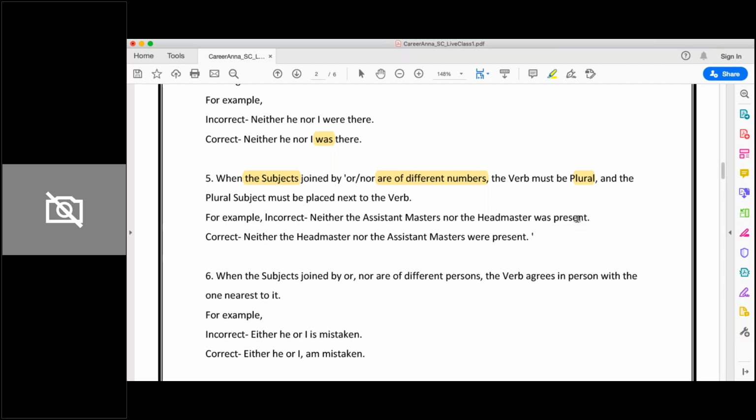Perfect. So we understood now that when I have subjects of different numbers, my verb would be plural, if my subjects of different numbers are connected by or, nor, either-or, neither-nor.